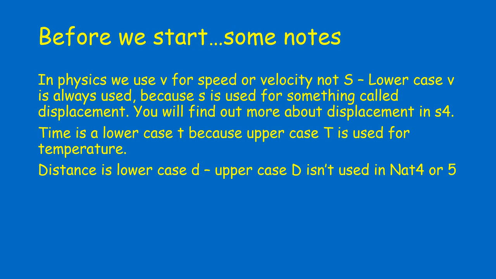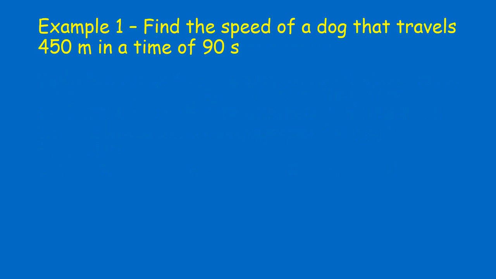Capital T is used for temperature. And distances, small d, never capital, because we don't even use the capital D in National 4 or 5 physics, so stick to lowercase letters when we tell you to. So let's look at this example question. You have to find the speed of a dog that travels 450 metres in a time of 90 seconds.